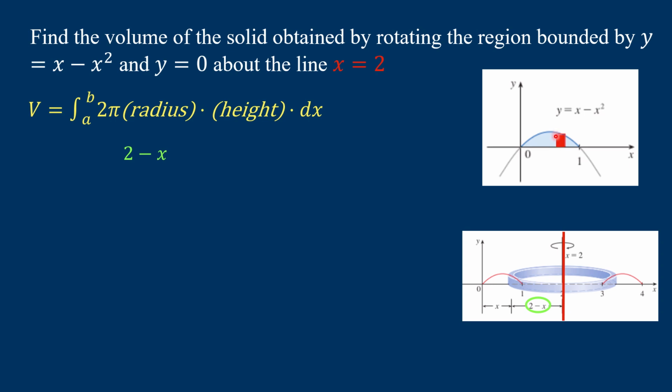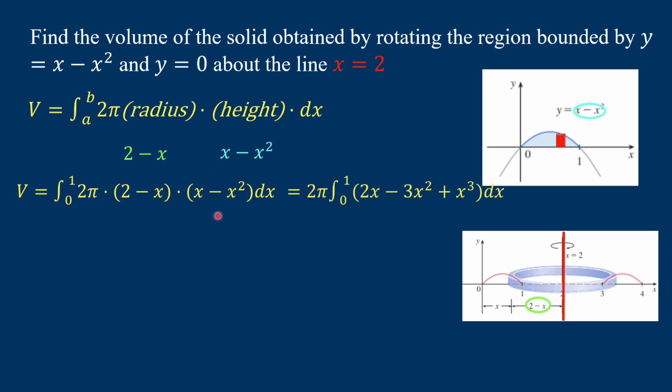The height: the top curve is x minus x squared and the bottom curve is y equals 0, so the height is x minus x squared. So the volume is the integral of 2 pi times the radius 2 minus x times x minus x squared dx. We're going to FOIL this: 2x minus 3x squared plus x cubed dx. Find each antiderivative: x squared minus x cubed plus x fourth power over 4.